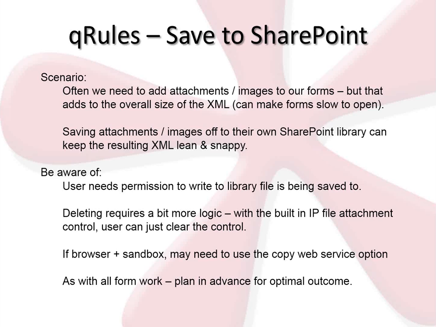And so the next command we're going to look at, this also was something that was added very early to qRules. It's called Save to SharePoint. And the Save to SharePoint command allows us to basically take the attachments the user adds to the form, save them off to a SharePoint document library, and then replace them with a link so that the user has a link they can click on to open the attachment.